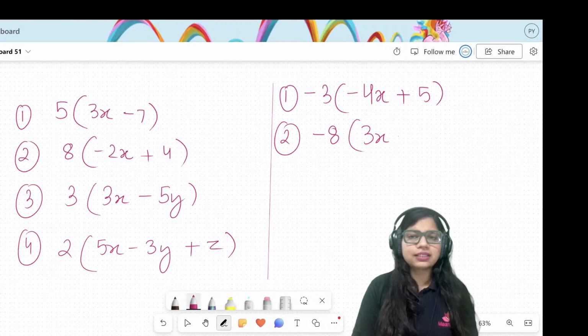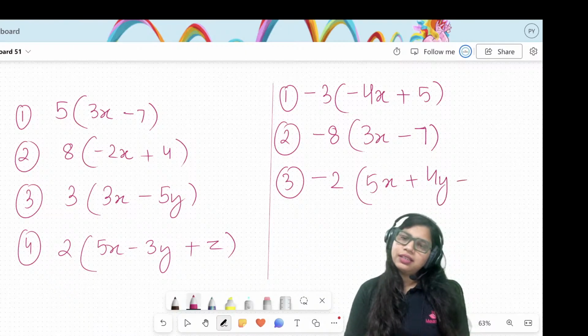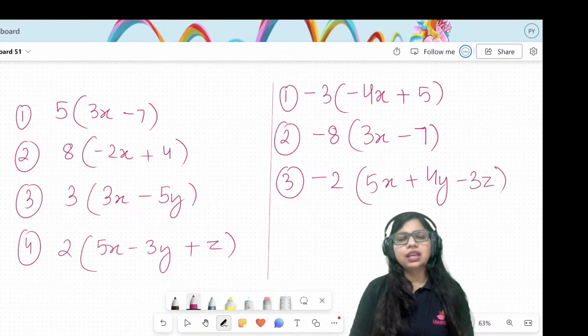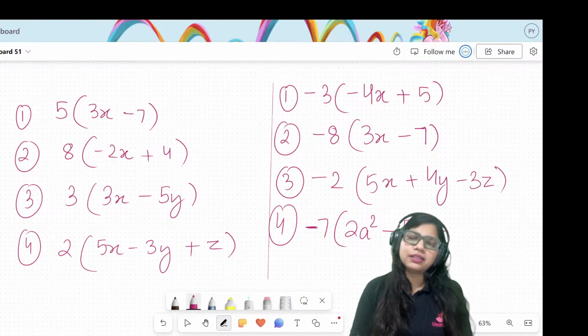times (3x minus 7). The third question is minus 2 times (5x plus 4y minus 3z). And the last question is minus 7 times (2a squared minus 5b cubed plus 3c to the power 4).